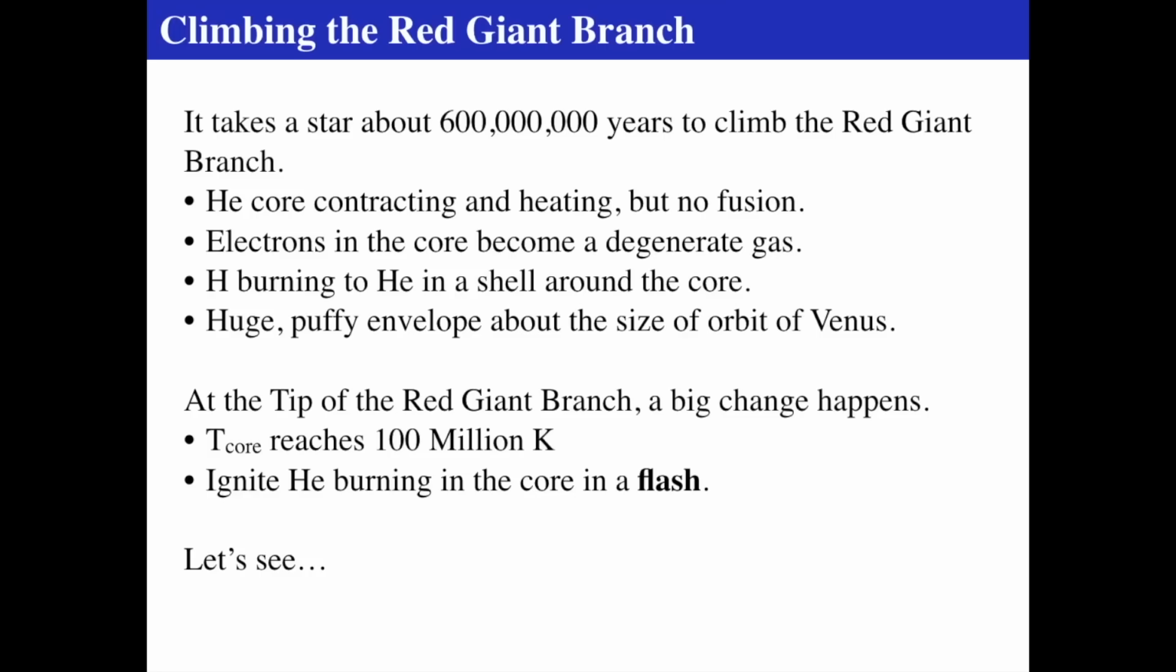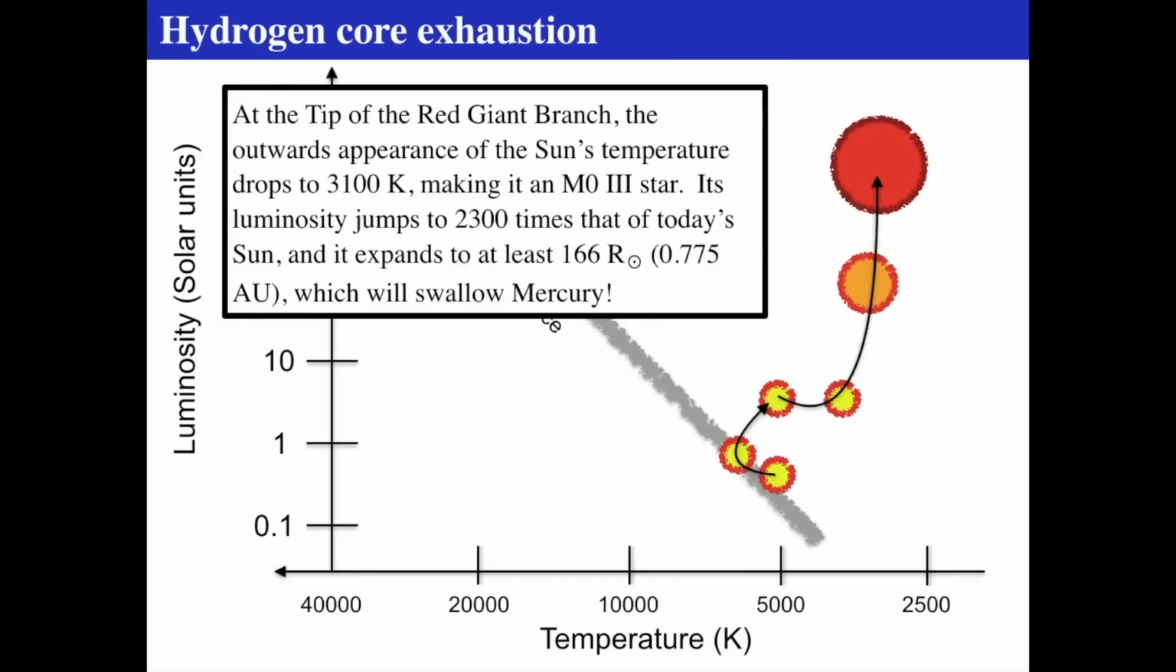So at the tip of the red giant branch, isn't that a funny thing to say? That's such a terrible thing to say, but that's what we're going to say. The Earth is dead when the sun becomes a red giant. So the tip finally becomes the tip of a red giant branch. A huge change occurs, and the core temperature has been getting hotter and hotter and hotter, and finally it reaches about 100 million Kelvin, and that ignites all of the helium burning all at once in what we call the helium flash. And this happens when the sun has cooled at its surface to become an M0 star.